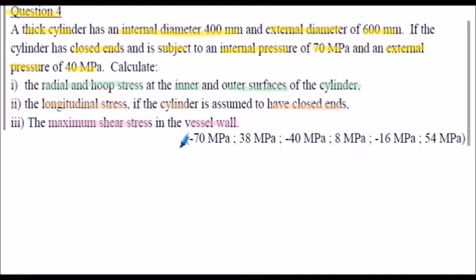The answers are shown in the brackets here, and if you think you can attempt the question without further assistance, I would strongly encourage you to stop the presentation now and attempt the question. But on the next slide I will extract the information from the question to start the solution.